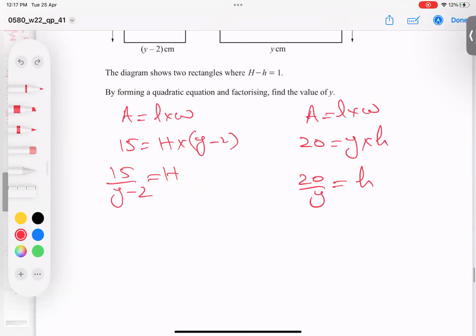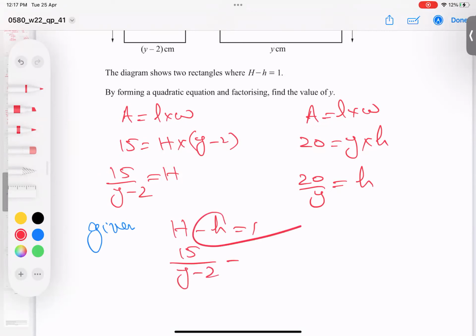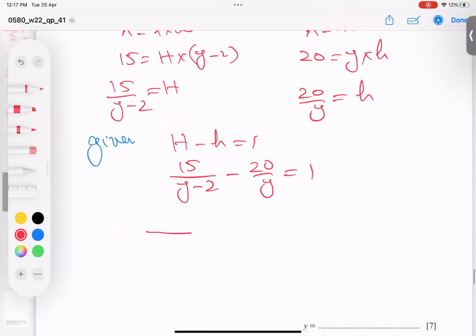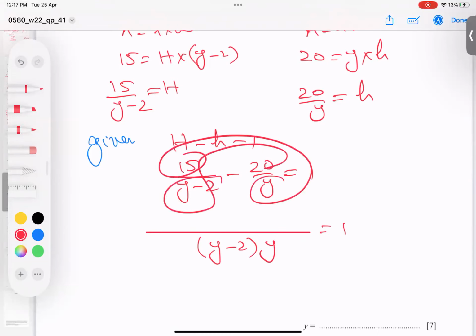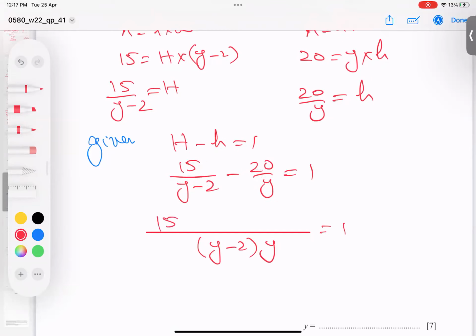And I can use it as given, capital H minus small h equals 1, given by him. I'll just plug in the values. So 15 over y minus 2, and this value comes from there, 20 over y, equals 1. Now take LCM. The product of both denominators comes down. There is nothing common between the denominators, so this multiplies there and this multiplies there. So I get 15 times y minus 20 times y minus 2.